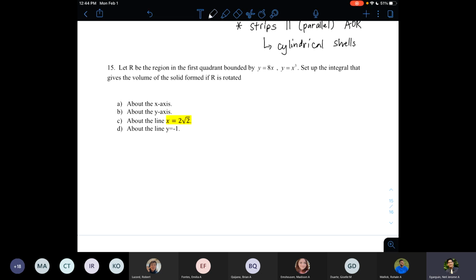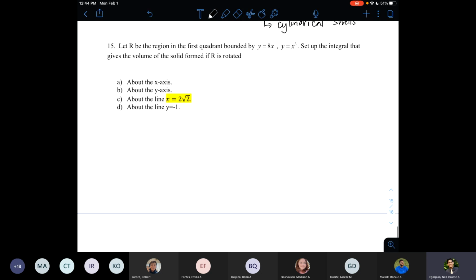Okay, so let's draw the region first. The region R is in the first quadrant, bounded by these two curves. Sketch the region. y equals 8x is just a straight line passing through the origin, and y equals x cubed is the cubic function. Then I need to solve for the points of intersection.